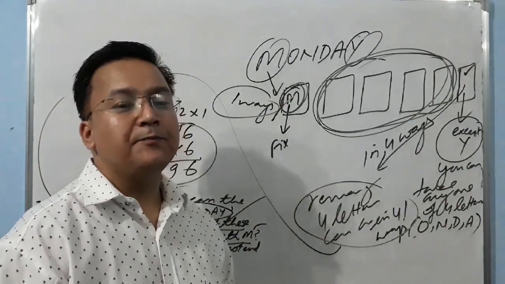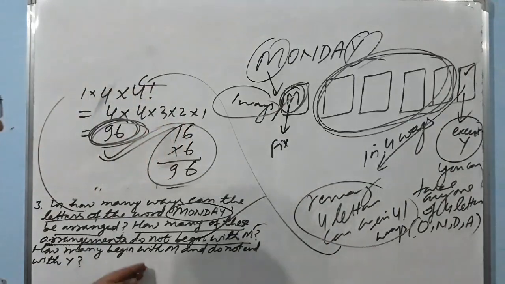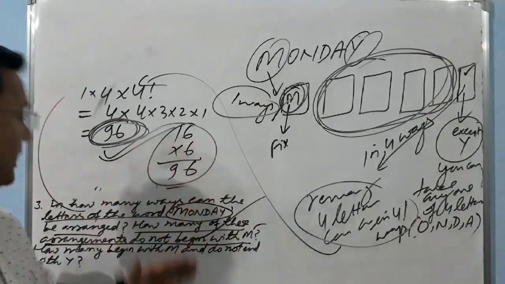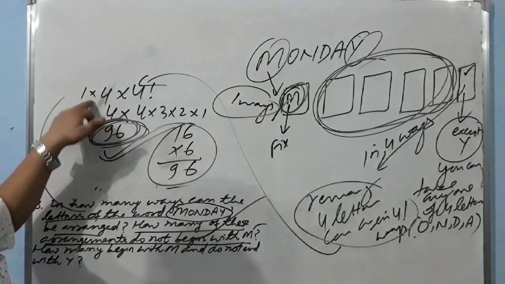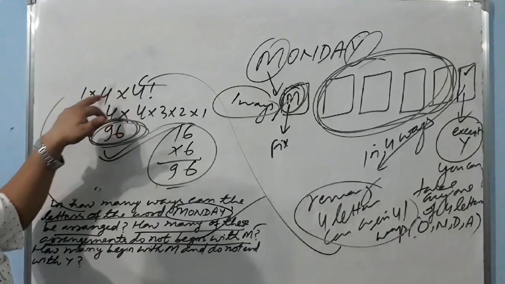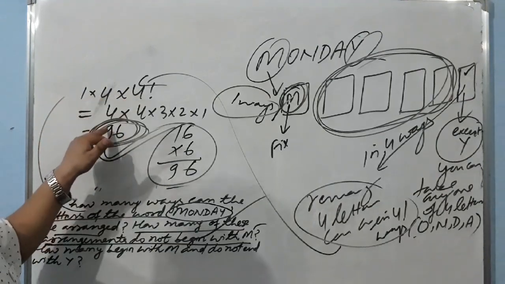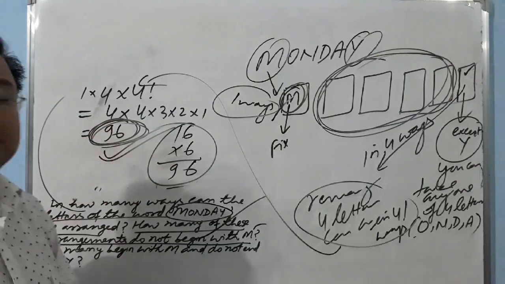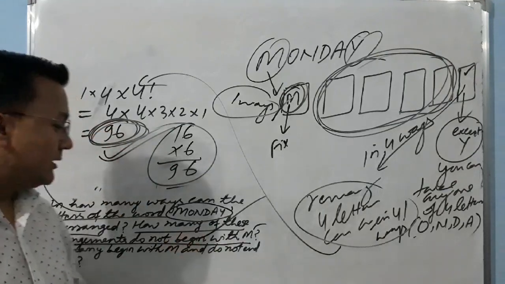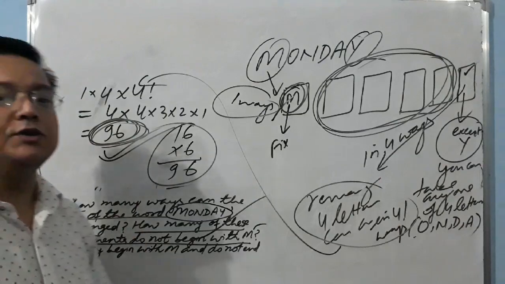So therefore, the total number of arrangements beginning with M and not ending with Y is equal to 1 times 4 times 4 factorial, which is equal to 96. So this is the final answer of the final part of this question.